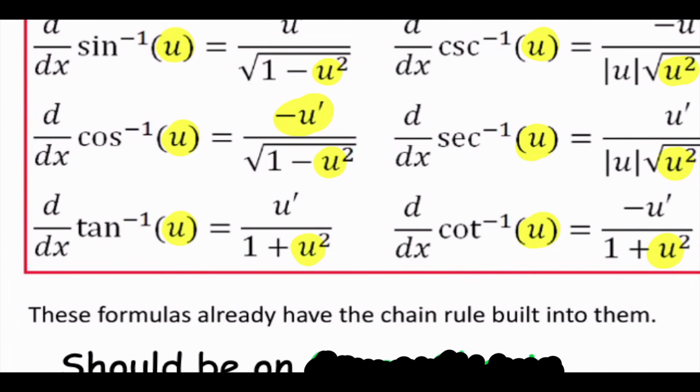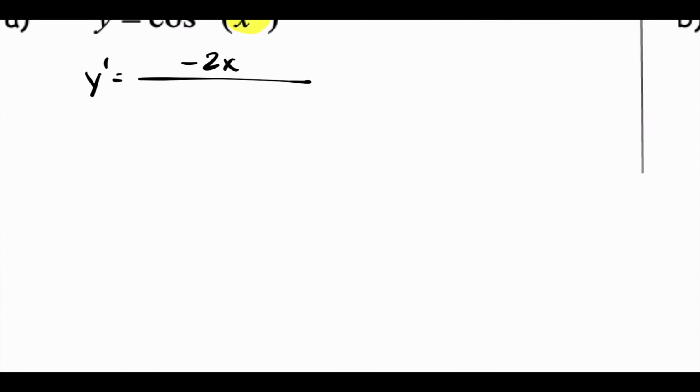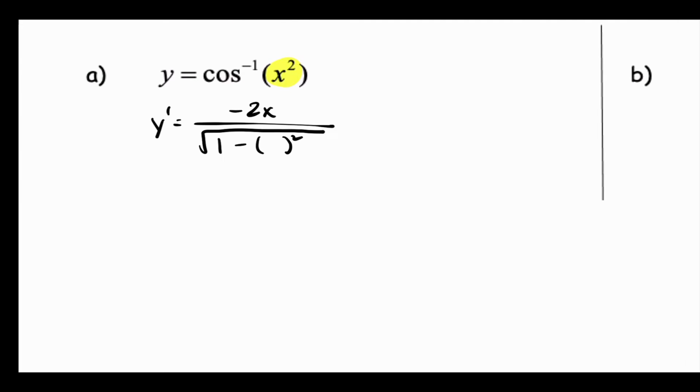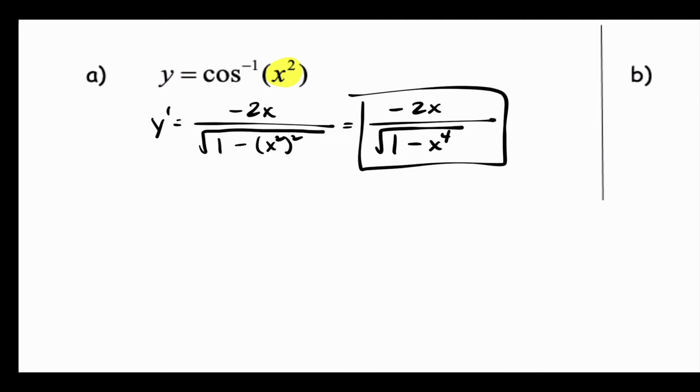Then on the bottom, we have the square root of 1 minus stuff squared. Well, what is that stuff? x squared. So we have negative 2x over the square root of 1 minus x squared squared, which is x to the fourth. We're done.